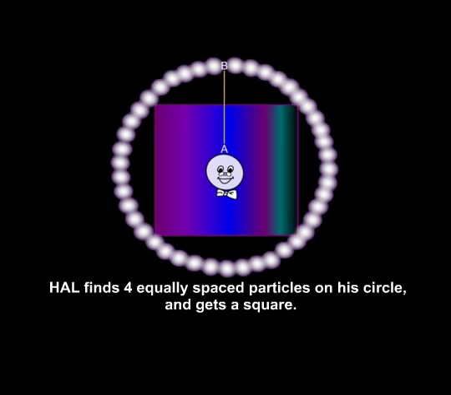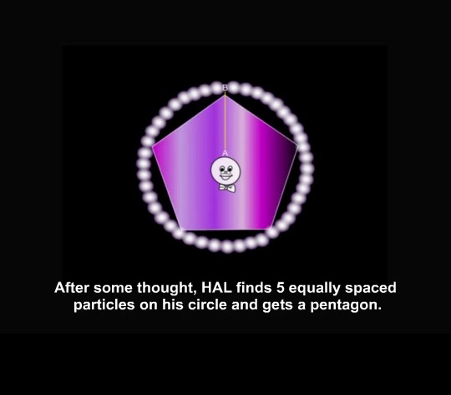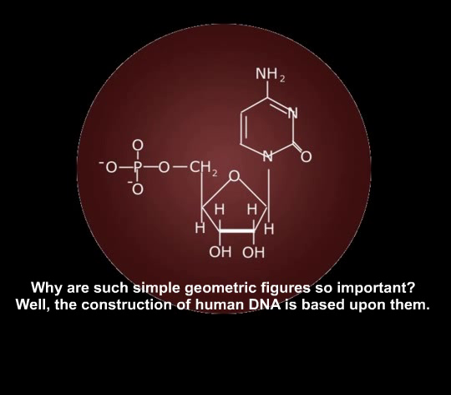Hal finds 4 equally spaced particles on his circle and gets a square. After some thought, Hal finds 5 equally spaced particles on his circle and gets a pentagon. Why are such simple geometric figures so important? Well, the construction of human DNA is based upon them.